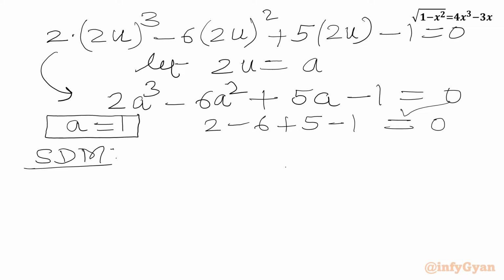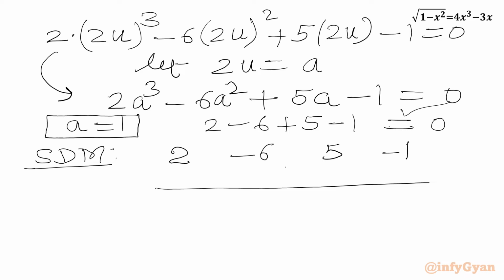Now I will write all the coefficients of the cubic equation: 2 coefficient of a cube, minus 6 coefficient of a square, 5 coefficient of a, and the constant minus 1. We will retain our leading coefficient 2 as it is. Now we will multiply the base solution with this leading coefficient 2. Base solution is 1. 1 times 2, we will write the product here. Then we have to add these two numbers. So we will get negative 4.